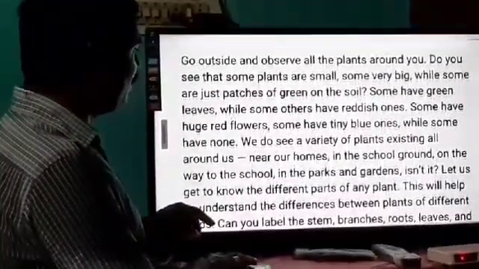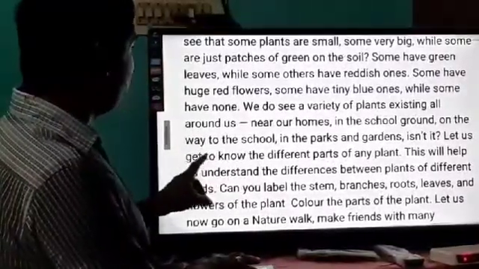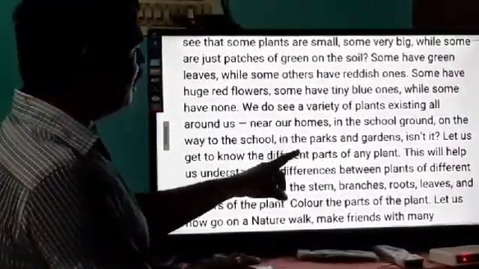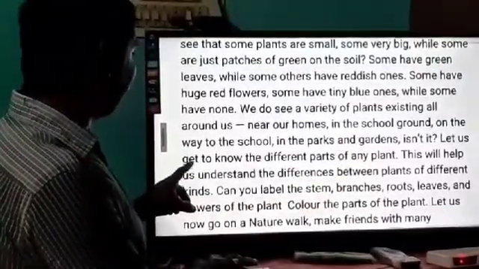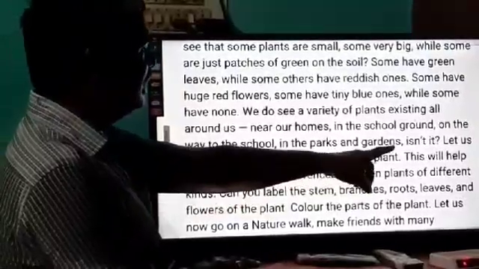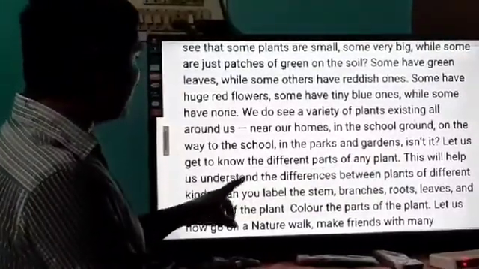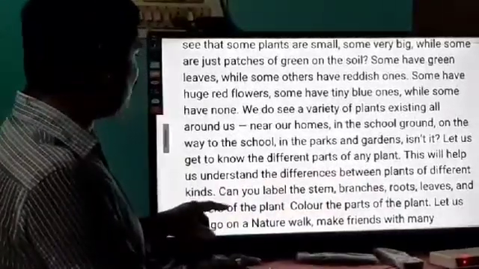Near our home, in the school ground, on the way to the school, in the parks and gardens, is it not? Let us get to know the different parts of any plant. This will help us understand the difference between plants of different kinds.